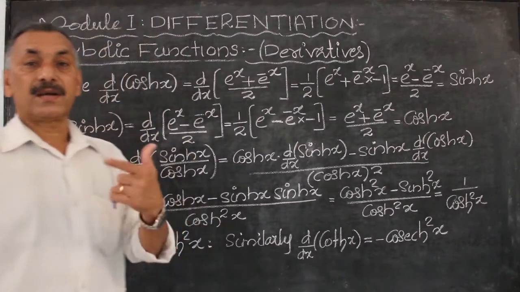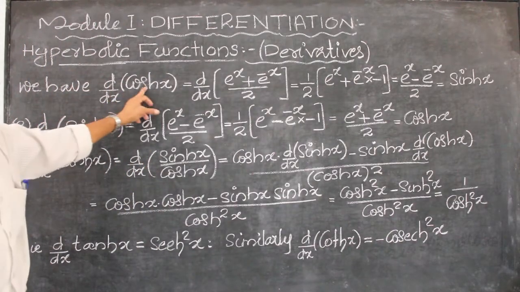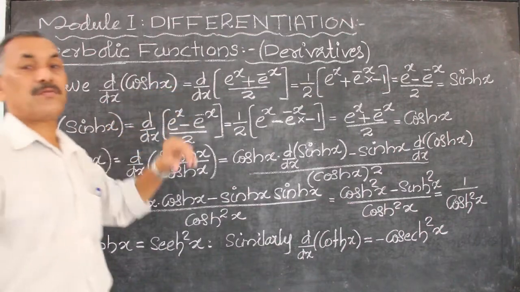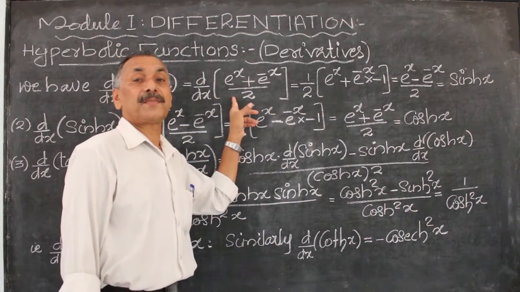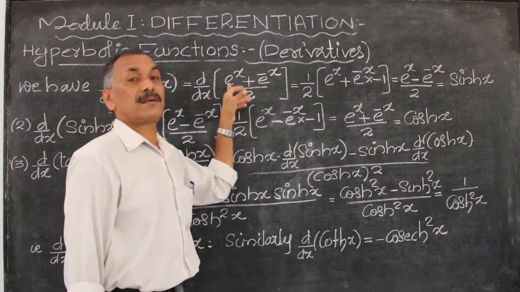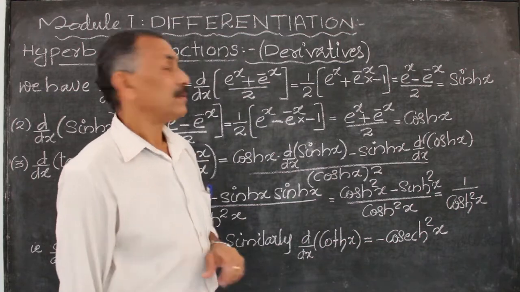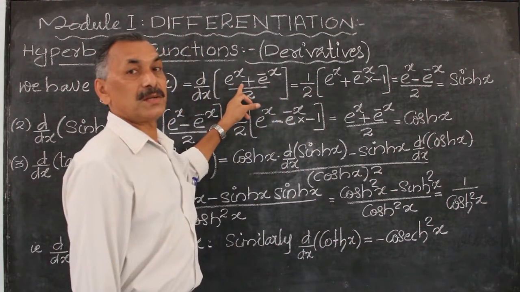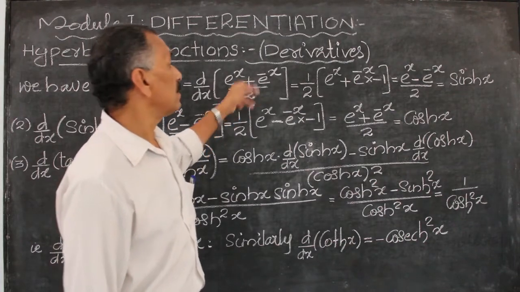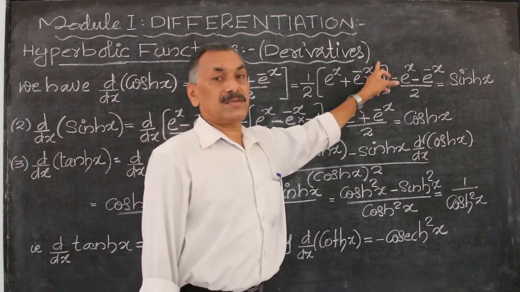First, we consider the derivative of cosh x. d by dx of cosh x is equal to the derivative of what is cosh x? Cosh x is equal to e raised to x plus e raised to minus x, by 2. Let me take 1 by 2 outside. What is the derivative of e raised to x? e raised to x, plus the derivative of e raised to minus x.